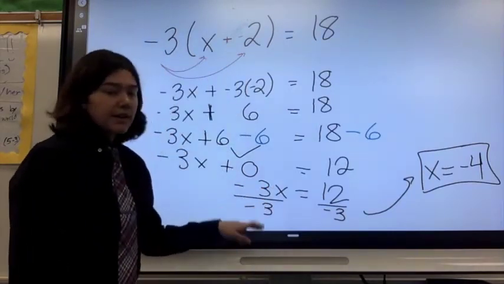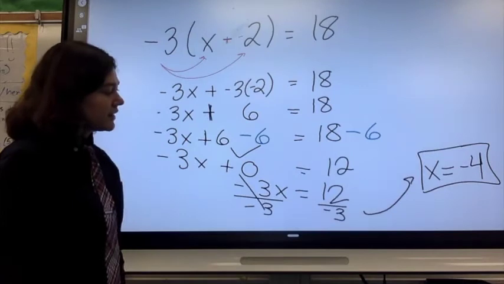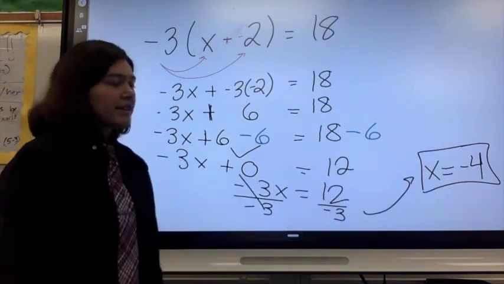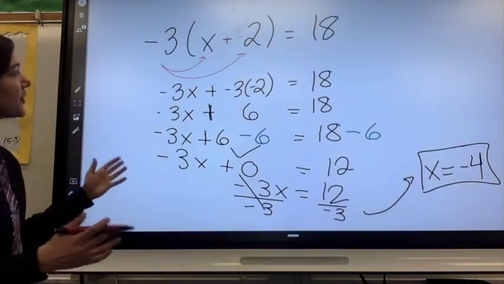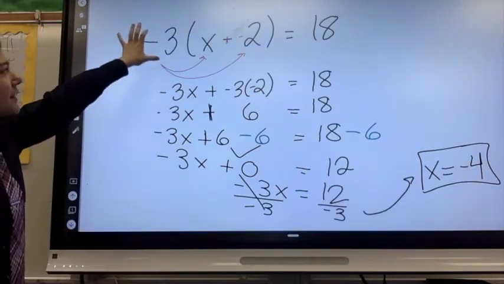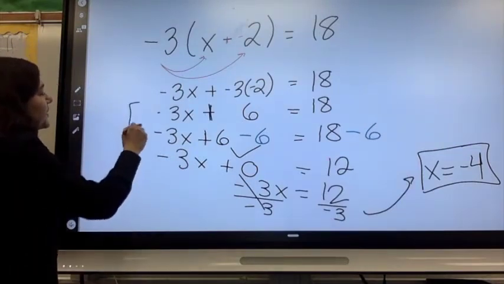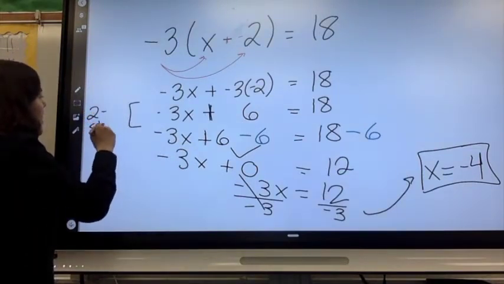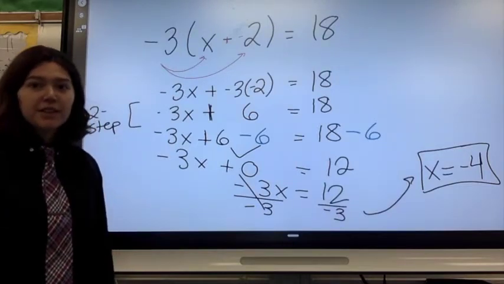Negative 3x divided by negative 3 cancels away to 1, and we're just left with x on this side, and 12 divided by negative 3 is negative 4. So again, the steps: we distributed that negative 3 using the distributive property. Then we got what we think of as a two-step equation. And then we solved in order to figure out that x equals negative 4.